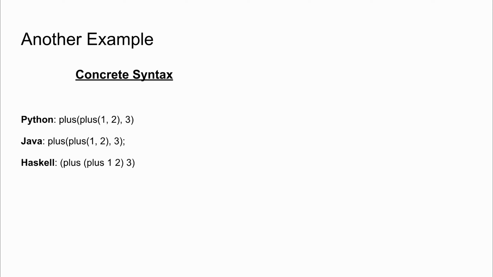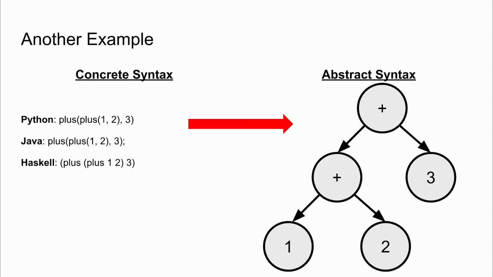Here's another example where we add 1 to 2 and then we add the result of that to 3. And here is the resulting abstract syntax tree. Notice that the structure of the tree makes it clear that we are adding 1 and 2 first, and then we add that sum to 3. The process of going from concrete syntax to abstract syntax is called parsing. The reverse process of going from abstract syntax to concrete syntax is called pretty printing.